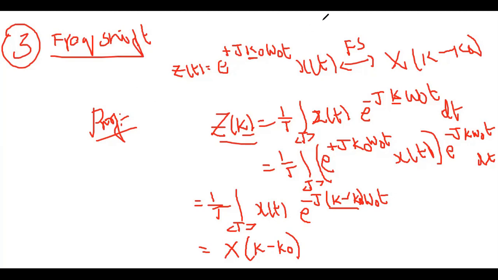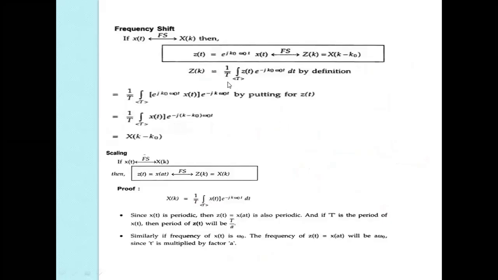Frequency shift property: when the frequency is shifted, the positive exponential is multiplied in the time domain, and when the time is shifted, a negative exponential is multiplied with the frequency signal x of t.